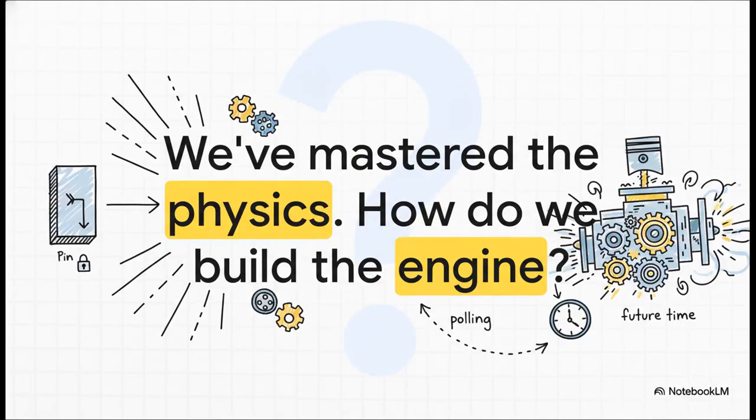So by understanding Pin, you've really grasped the fundamental physics of a Rust future, how it can safely exist in memory without blowing up. But a future on its own, it's just a blueprint. It's dormant. It needs an engine, an executor, to actually pull it, to drive it forward and bring it to life. And that, well, that's a whole other story.